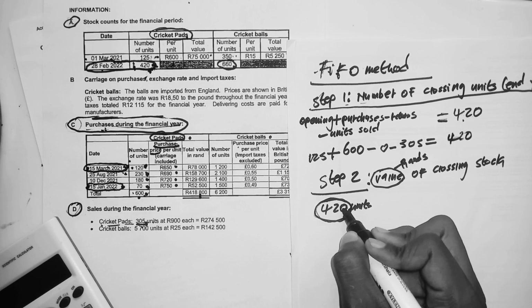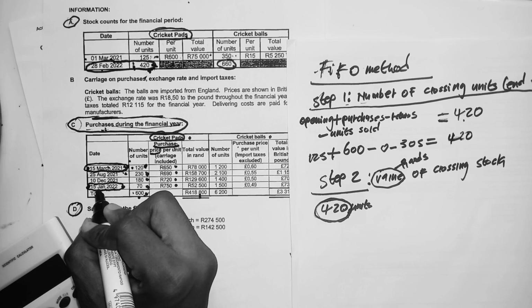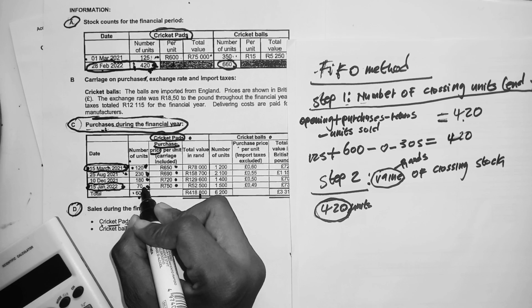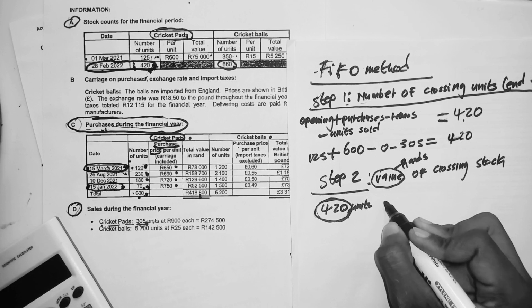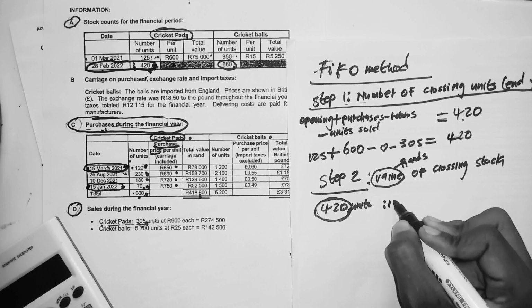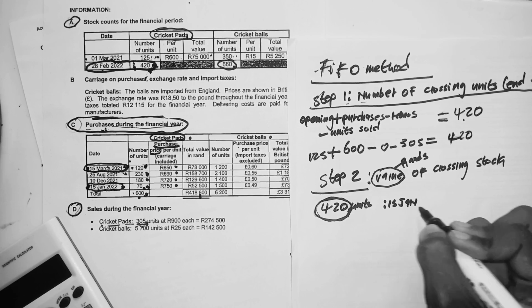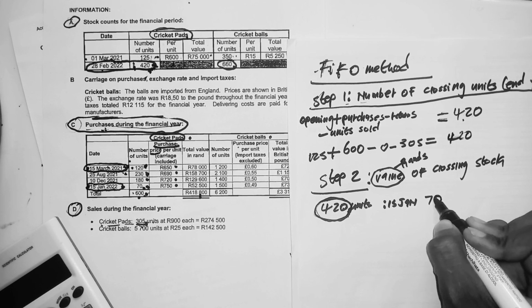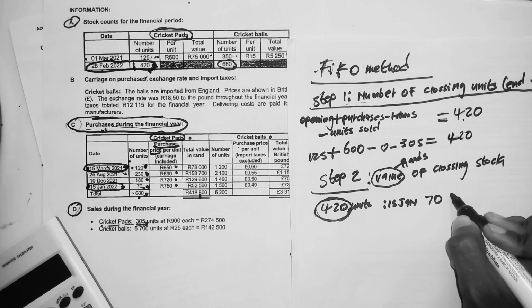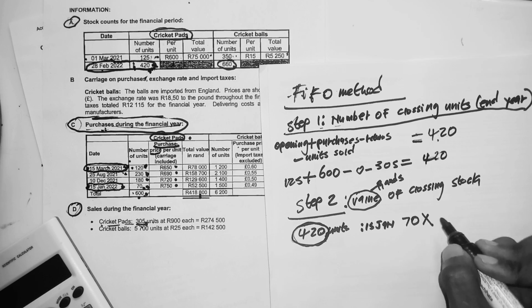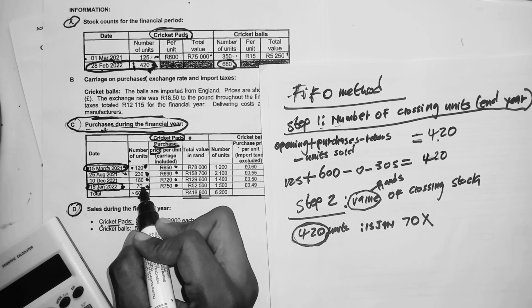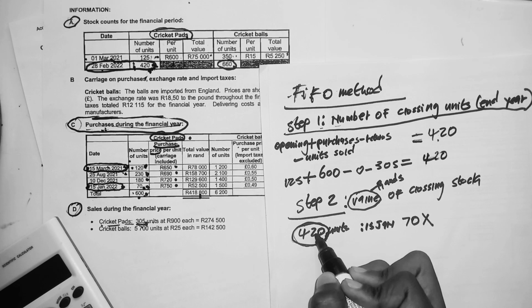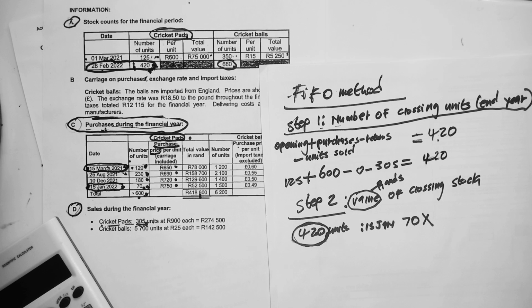So with that in mind, we know what's in our 420. Part of the amount of this 420 belongs on 15 January, which is 70 units. So we're going to say 15 January, we had 70 units. We assume we did not sell these units. So we're going to say 70 multiplied by the price for January. 70 units on January that we did not sell, which means they are here in this 420, the closing units.